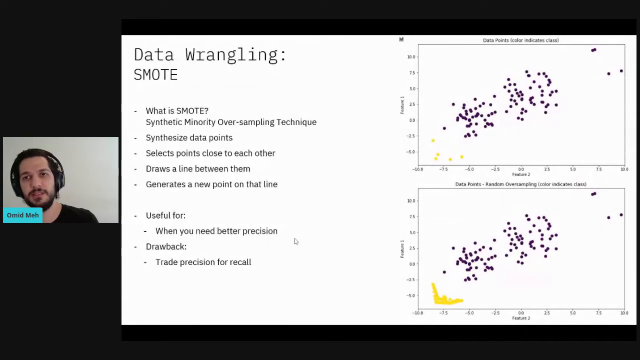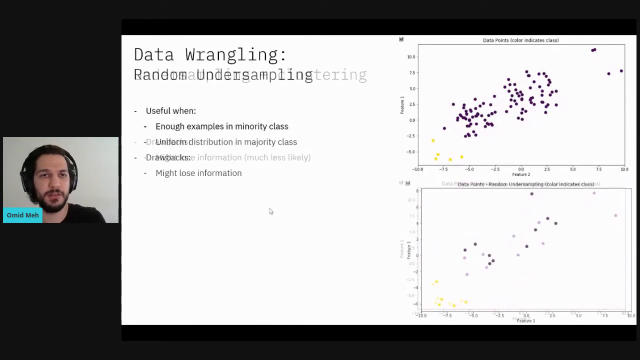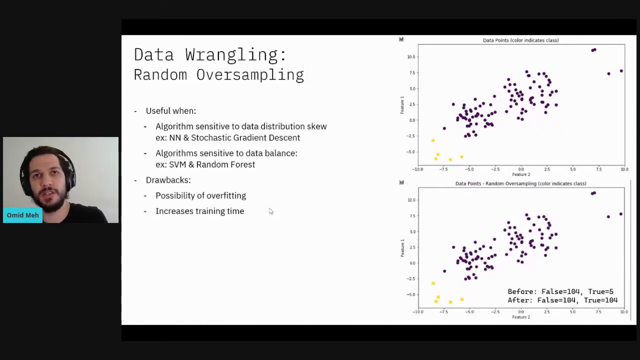Now, that's the end of the techniques that I want to cover in terms of data wrangling. These are techniques that you can apply to your data, and I'm just going to go over them real quick again to remind you, to change the distribution of your data in a way that's more helpful, in a way that's better suited for training classifiers or regression algorithms on top of it. In this case, I'm talking about classifiers. Again, we talked about oversampling. We said it's good for algorithms that are sensitive to skew in the data distribution or the balance within your data. We said it can overfit.